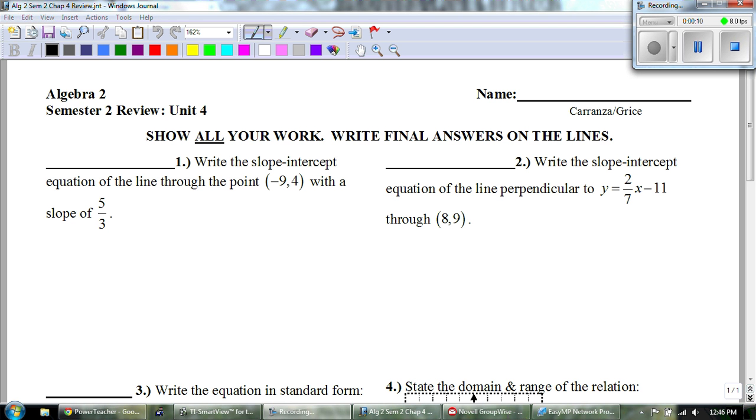So we are prepping for finals. This is the first unit we're going to review, and we've got a couple more after this. So just remember to show all your work and to write your final answers on the line.